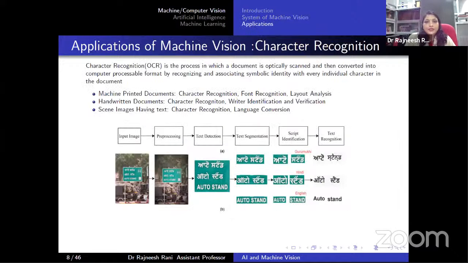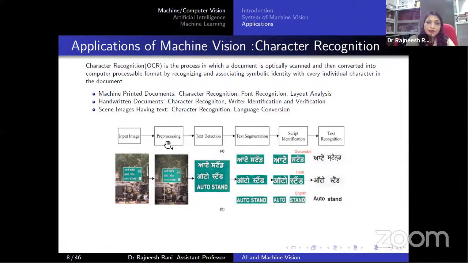Now, next is applications of machine vision, that is, where this machine vision is used. For example, a particular application is character recognition. Character recognition means whenever you have any document and you scan that document or take a picture of that document, that is converted into an image. Clear? Similarly, if you take a photograph of any scene and some text material is there, that is called scene text. So you can convert that scene text, the image, to the actual textual form, that is .txt format, right?